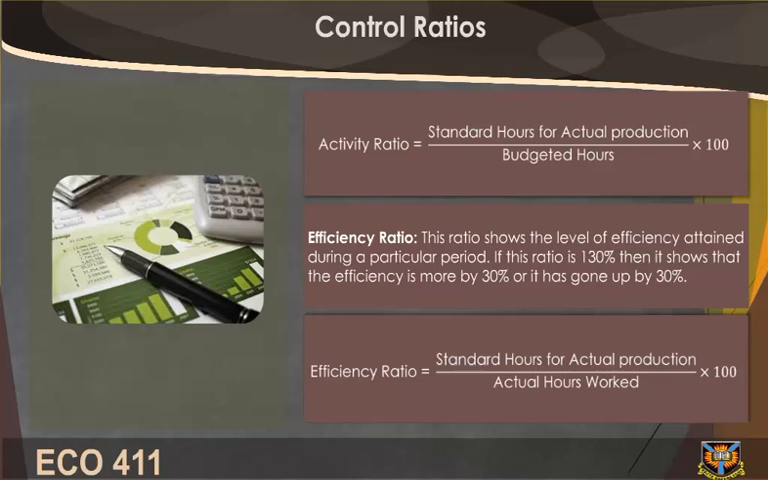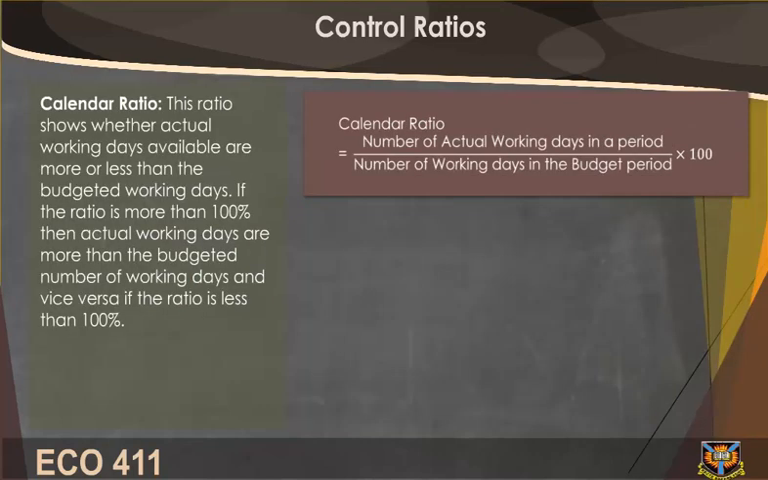Efficiency ratio. This ratio shows the level of efficiency attained during a particular period. If this ratio is 130%, then it shows that the efficiency is more by 30%, or it has gone up by 30%. Calendar ratio. This ratio shows whether actual working days available are more or less than the budgeted working days. If the ratio is more than 100%, then actual working days are more than the budgeted number of working days, and vice versa if the ratio is less than 100%.